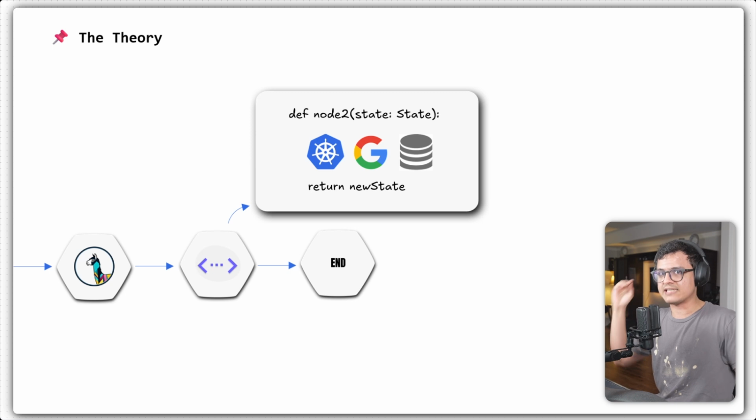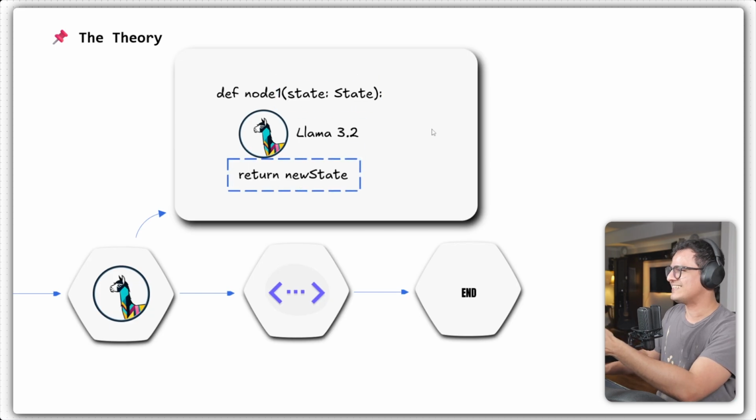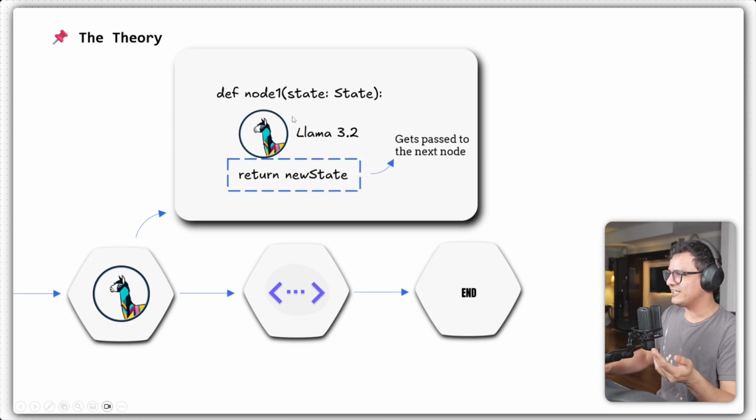It doesn't necessarily have to call an LLM. You can do whatever you want with it. Really important thing to drill down. So how does it work? You can take a state and then you can return a state, and each state you return will get passed to the next node. So when the next node gets run, the state object it receives will be the state returned by the previous node.